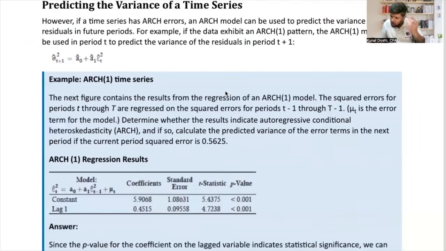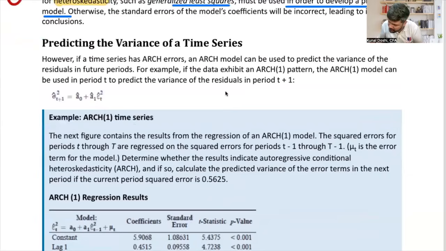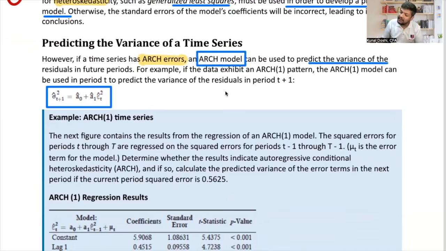So here I will just show you exactly what they mean by this. Now, if you look at this, predicting the variance: if a time series has ARCH errors, use an ARCH model to predict the variance of the residuals in the future. So we are going to use this ARCH model to first predict the error. For example, if the data exhibits an ARCH(1) pattern, the ARCH(1) model can be used to predict the variance of the residual in period t plus 1.